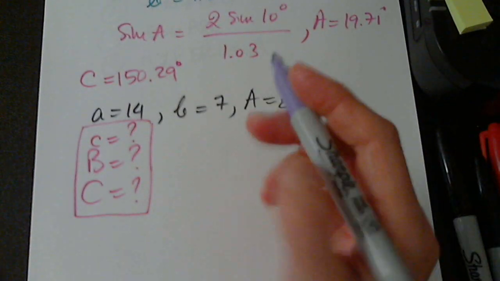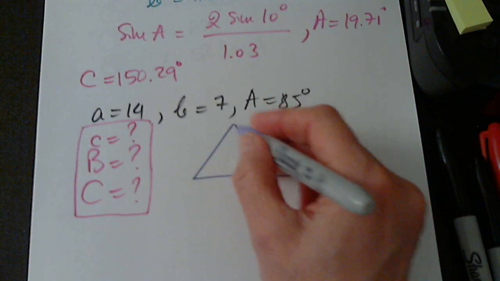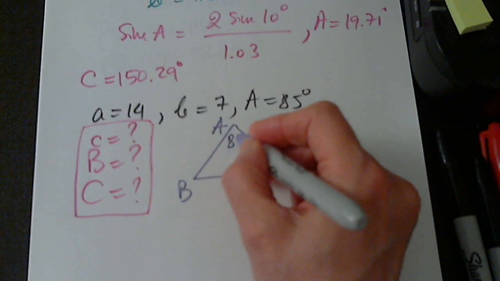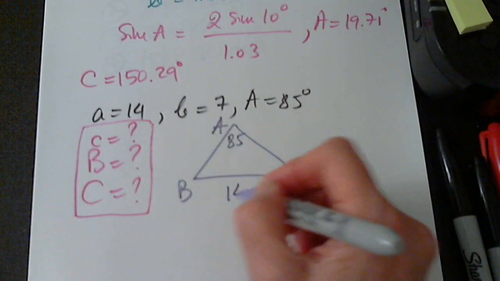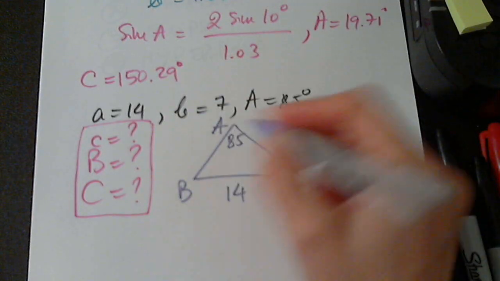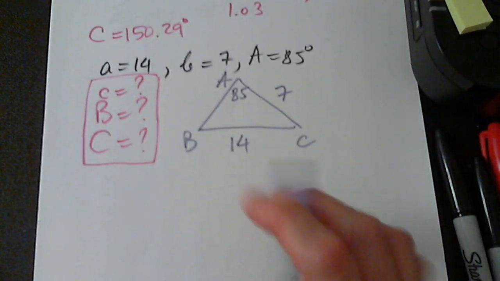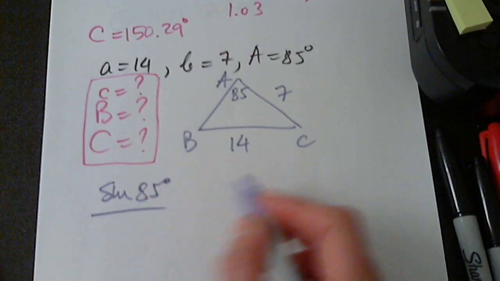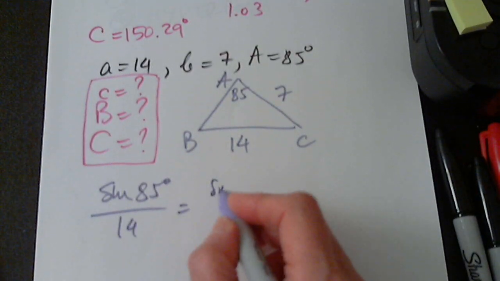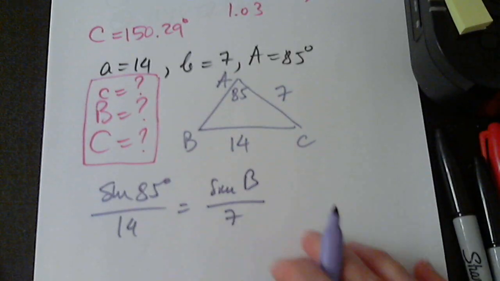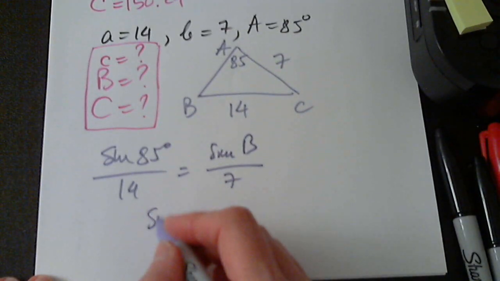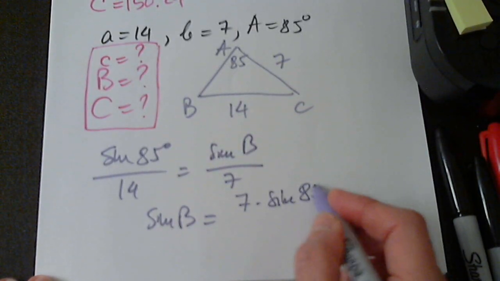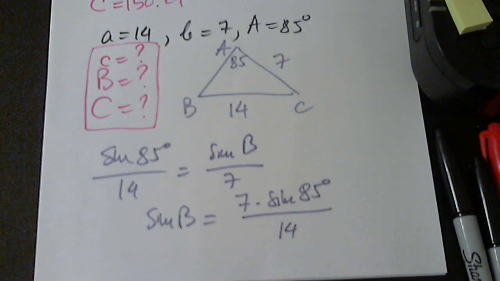Practice so it doesn't take this long, because once you write A, B, C, and you have A, which is 85, you have A, which is 14, and you have B, which is 7, all you have to write is sine 85 degrees over 14 equals sine B over 7. So then sine B equals 7 times sine 85 degrees over 14.